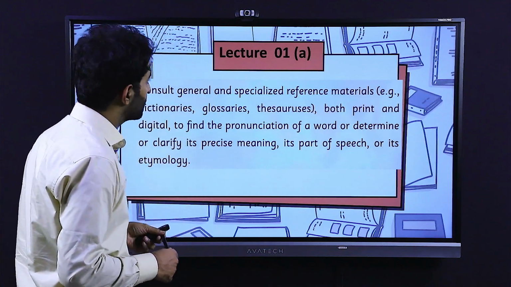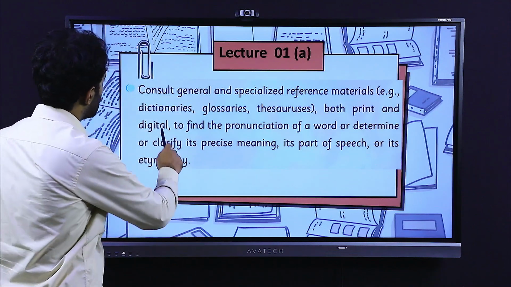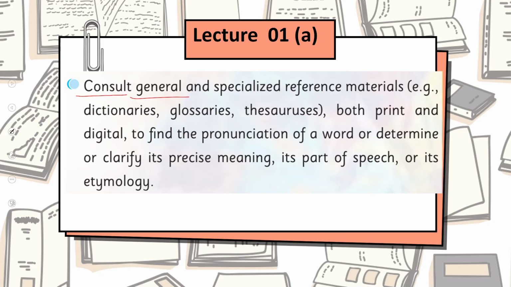You can scan these lectures from the book as well. For lecture 1A, we have to consult general and specialized reference materials. For example, dictionaries, glossaries, or thesaurus. And why are we going to consult these reference materials? You can find these in the print form and also in the digital form.